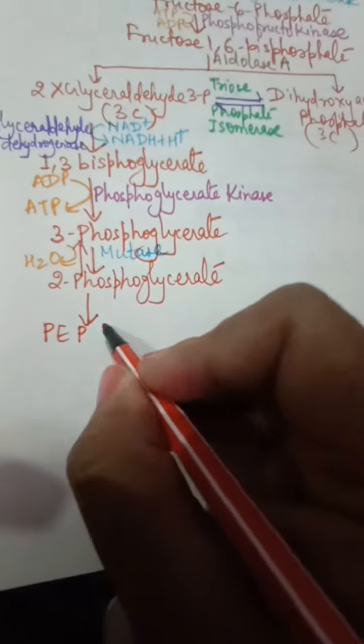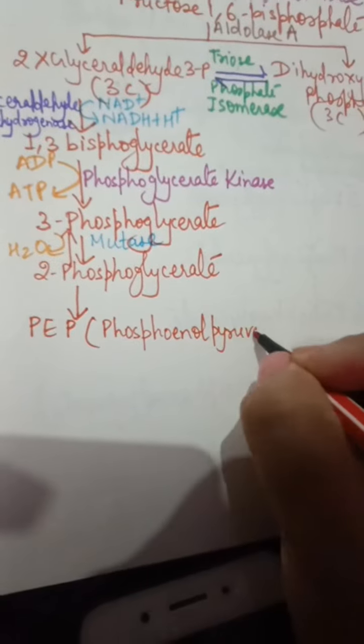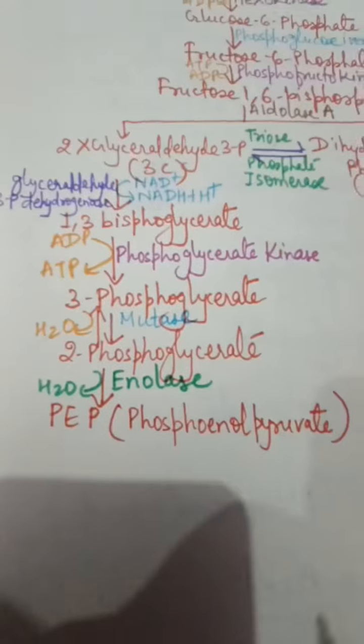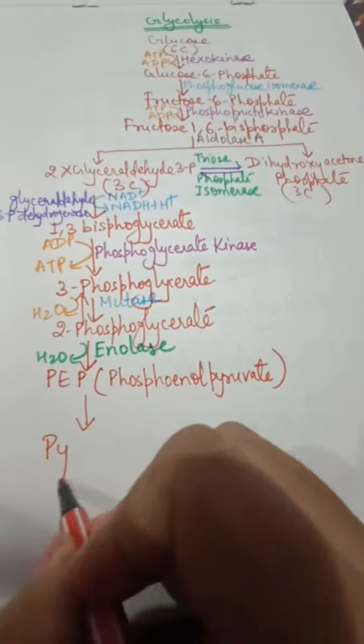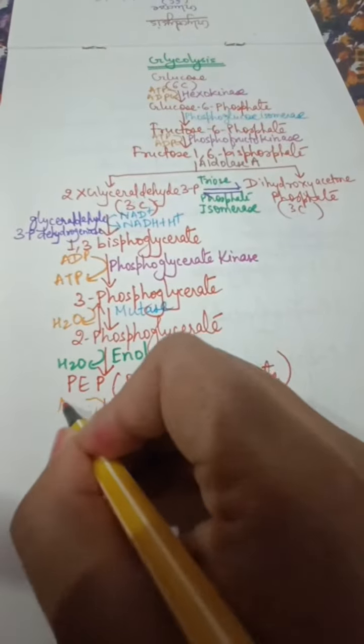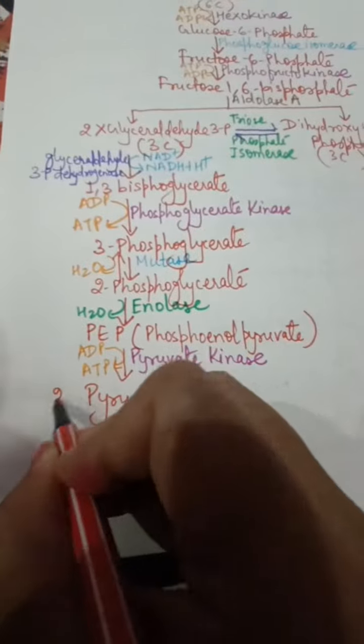2-phosphoglycerate is then converted to PEP, which is phosphoenolpyruvate, and this process takes place in the presence of enolase, and here one water molecule is also released. Then PEP is converted to pyruvate in the presence of pyruvate kinase, and this kinase will transfer the phosphate group from PEP to ADP to form one ATP molecule.